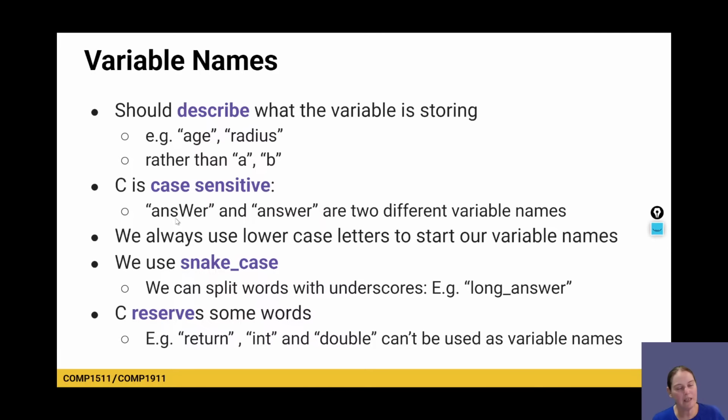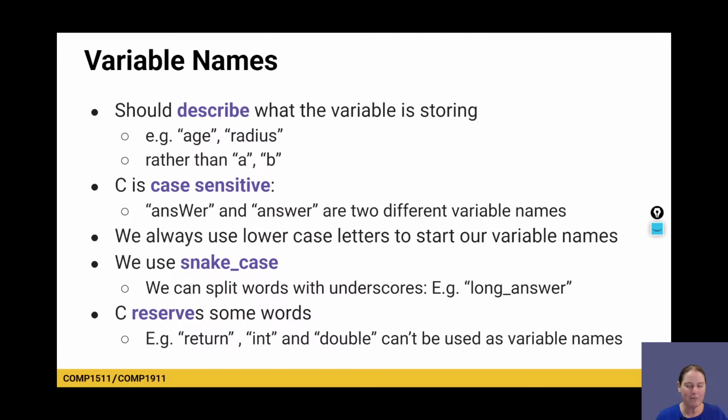Also, take note of the fact that C is case sensitive. So if you have a capital letter, that will make it a completely different variable than if you had a lowercase letter, for example. We also have a style guide that tells you how we want you to name your variables in this course. And anywhere where you're programming, there'll be some sort of style guide. They might be different in different workplaces, and you need to follow that particular style guide. So we want you to follow our style guide.